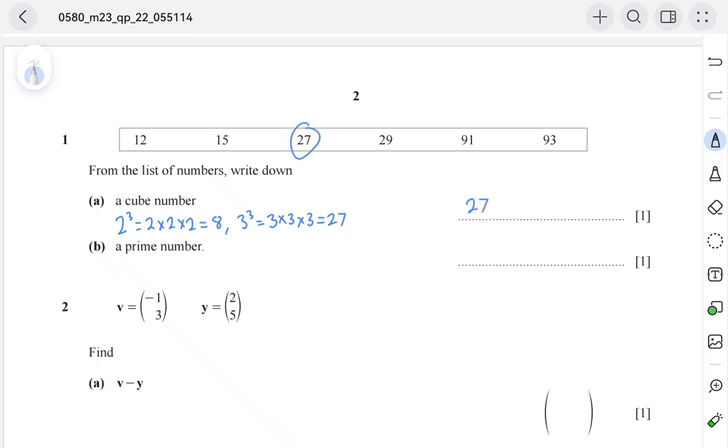for 1A. Moving on, we're asked to find a prime number. A prime number is a number that is only divisible by 1 and itself. So that means it has no other factors. Let's look at the factors of the numbers given to us. 12 has factors 4 and 3, 15, 5 and 3, 27, 3 and 9, 91 has 7 and 13, and 93 has 3 and 31. If you look at 29, its only factors are 1 and itself, making it the prime number that we're looking for.